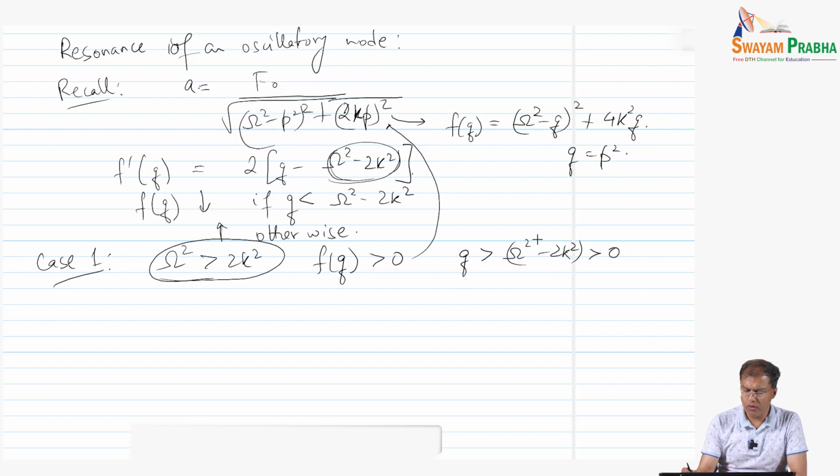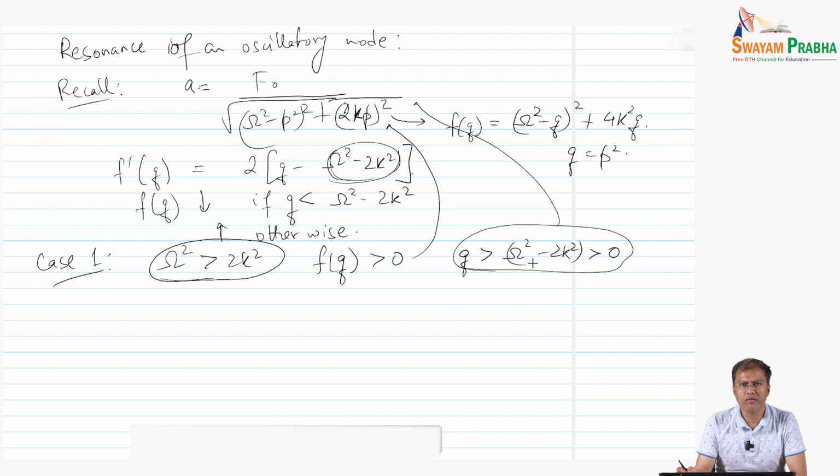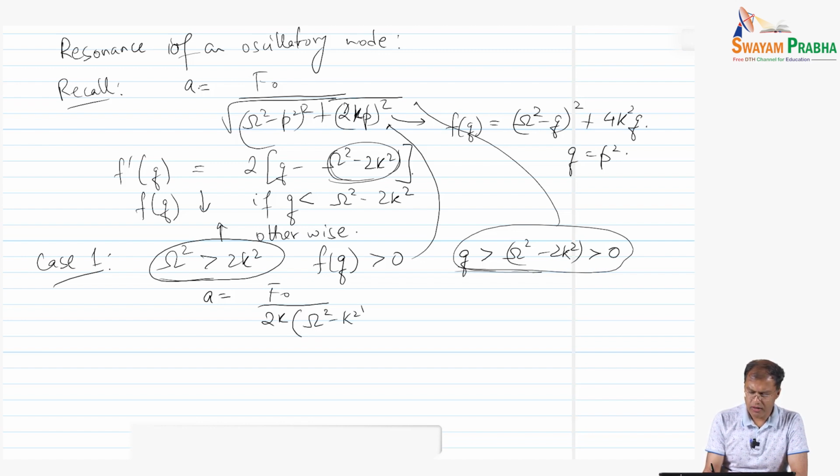For this particular scenario we will see that the amplitude first increases and then decreases, showing a maximum in between. So what have we got here? In this particular case, the maximum amplitude is f naught divided by 2k times the square root of omega square minus k square. How did we find this? We take f prime of q, set it equal to 0, and find q.